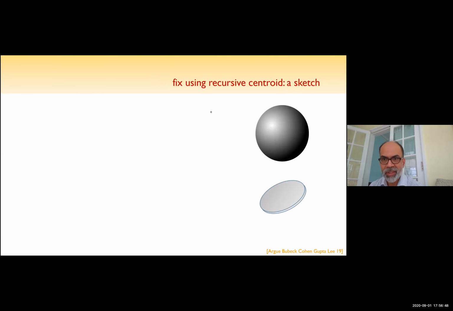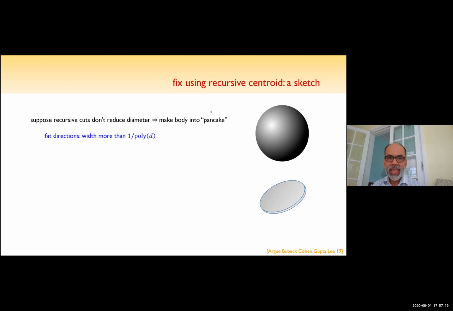Okay, so let me give you a picture. I took this ball and I kept shaving it off until it becomes like this pancake down there. If it's a pancake, really you should project out the thin direction and only work on the fat directions. In fact, this is an algorithm we called recursive centroid. This is a paper with CJ, Sebastian Bubeck, Michael Cohen, and Yin-Tat Lee. And we showed that, look, keep doing this until there are some directions which are slim. Then project them out and just work on the fat directions.